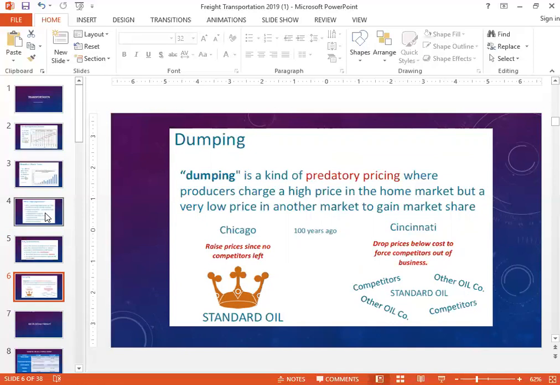And what dumping means is, let me just read out what the definition on this slide says. Dumping is a kind of predatory pricing where producers charge a high price in the home market, but a very low price in other markets to gain market share. So this is a strategy that countries many times use.